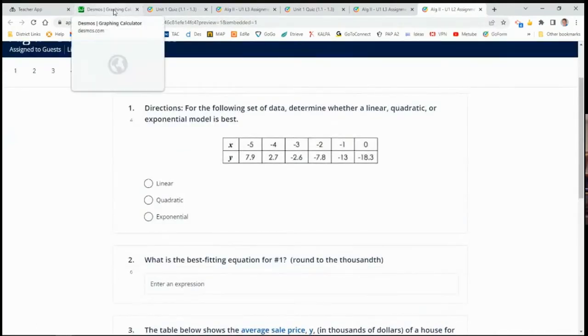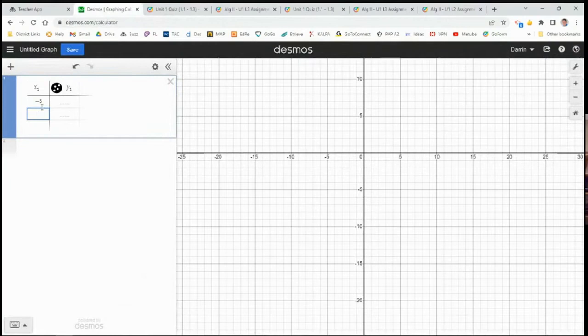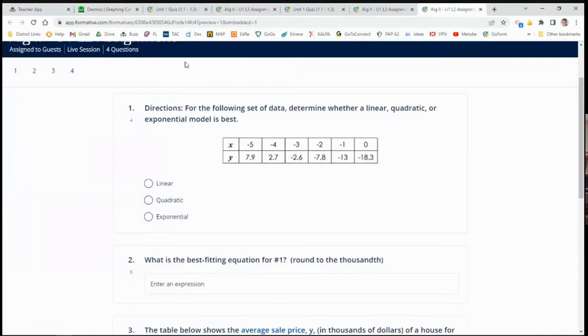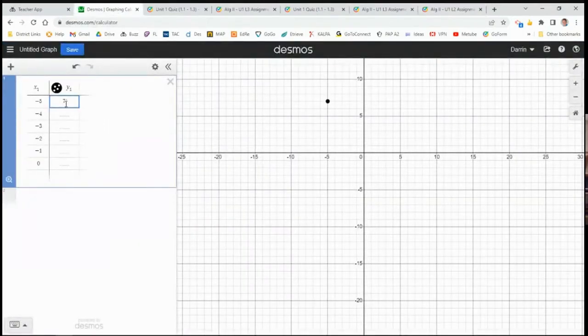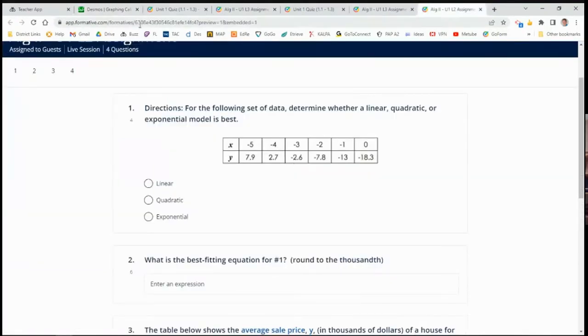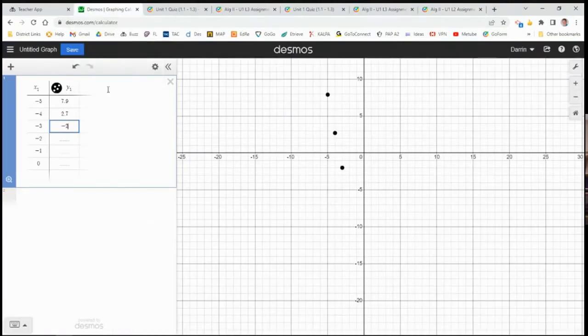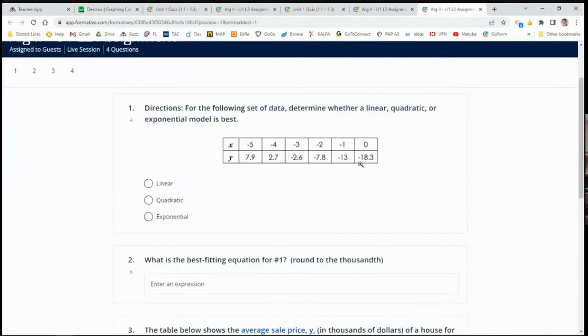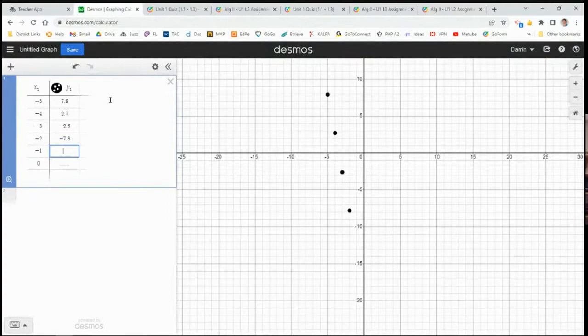So let's look at that. Let's go ahead and fill this in. This goes from -5 to 0. So if we did -5, -4, it'll fill in the rest of those automatically for you. And then it's 7.9 and 2.7, 7.9, 2.7. Then -2.6, -7.8, -13, and -18.3. All right, so I've plotted those points now, taking them straight to Desmos.